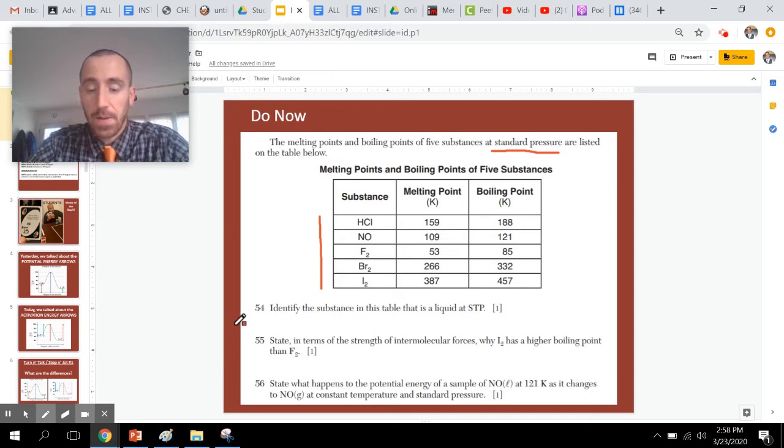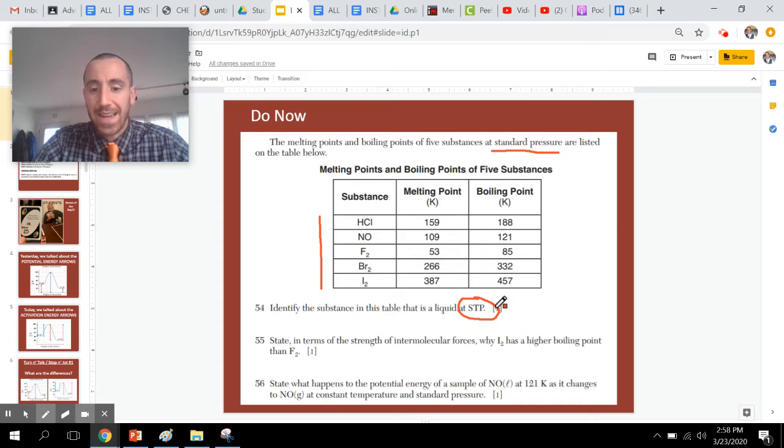Now we have these three questions. How many of these three questions can you get right? Can you scratch and claw to getting one or two or maybe all three of them right? Let's see. All right, number 54. Identify the substance in this table that is a liquid at STP.